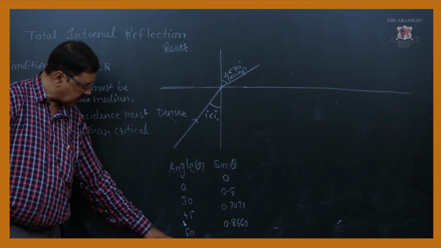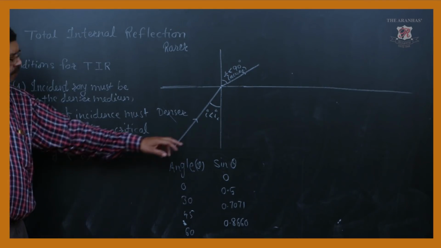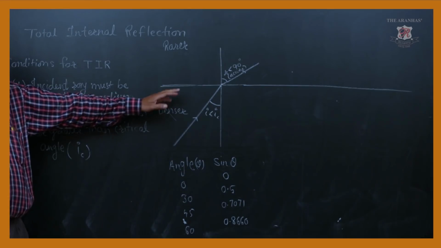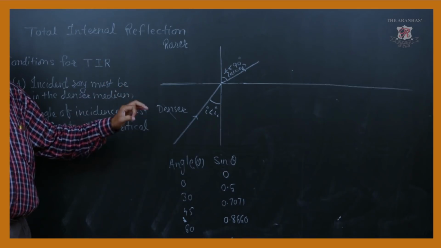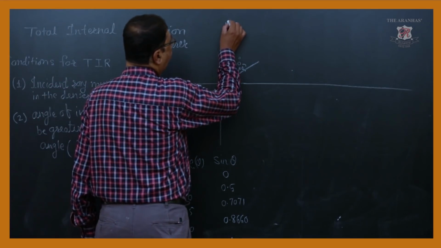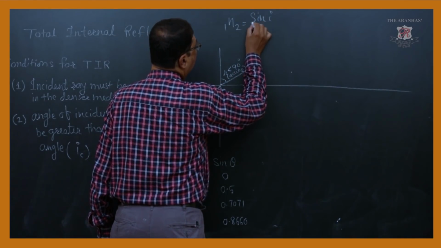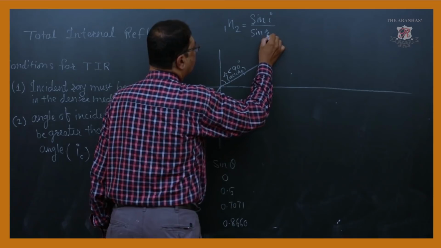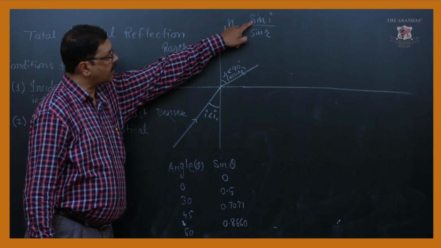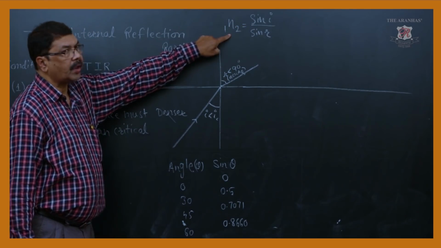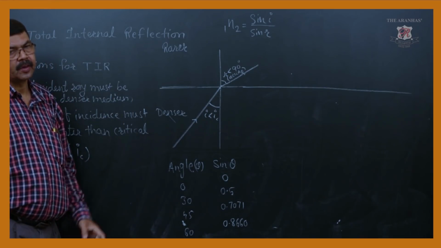If the angle is increased, the sine ratio also increases. Now, if I increase this angle I, what has to happen to angle R? It should also increase, because 1 and 2 is sin I upon sin R. By Snell's law, this is constant. If you are increasing angle I, in order to keep this constant, R also has to increase.